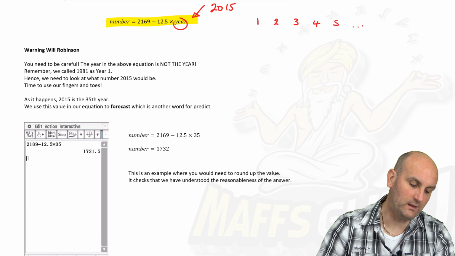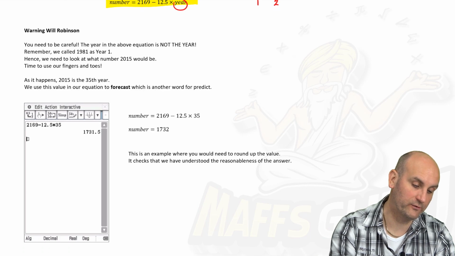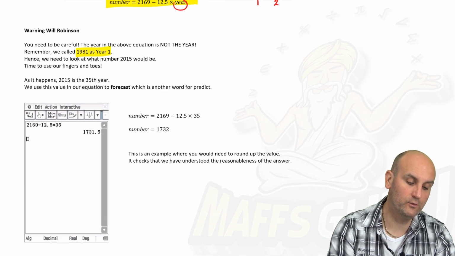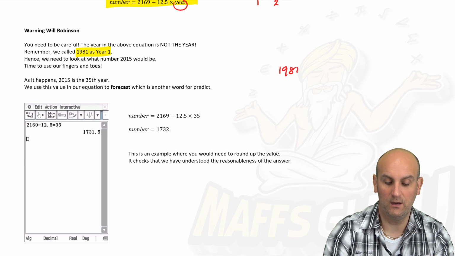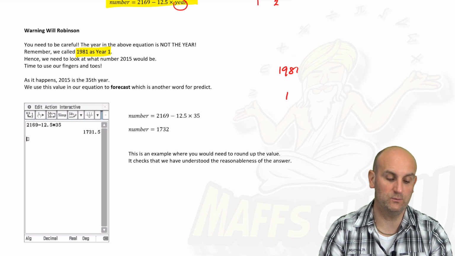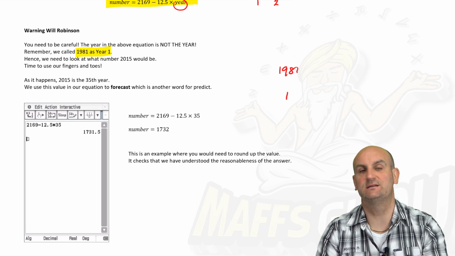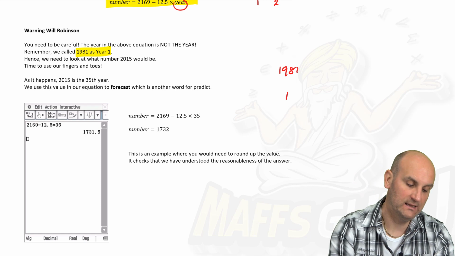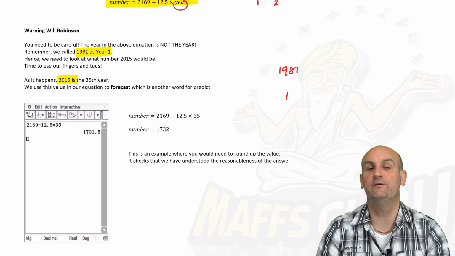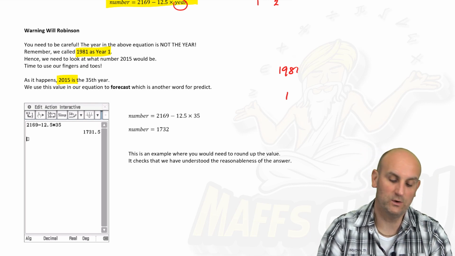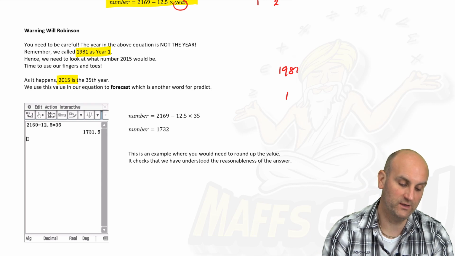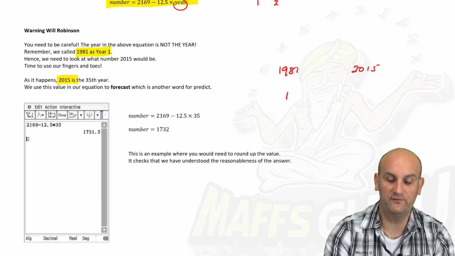So if we go back to the question, or in the previous question, it basically told us that we called 1981 year 1. And the question wants us now to actually predict how many government schools there would be in the year 2015. Well, I don't know about you, but I had to use my fingers and thumbs and toes and all sorts of other things to work out that if 1981 was the first year, then 2015, as it turned out, was the 35th year.